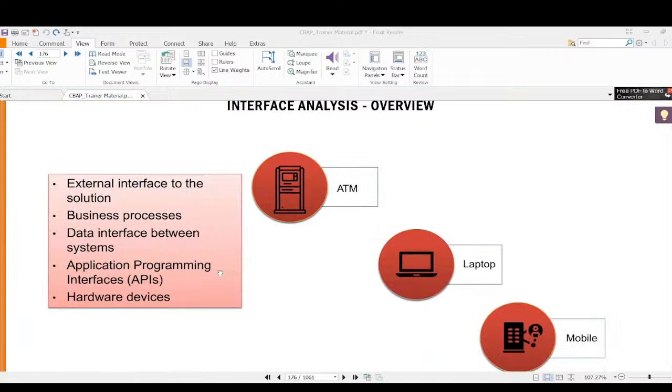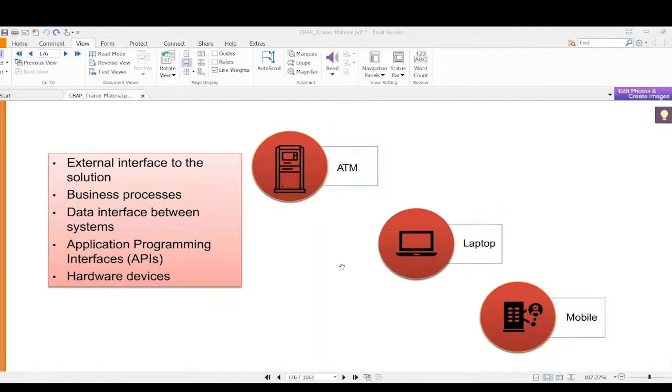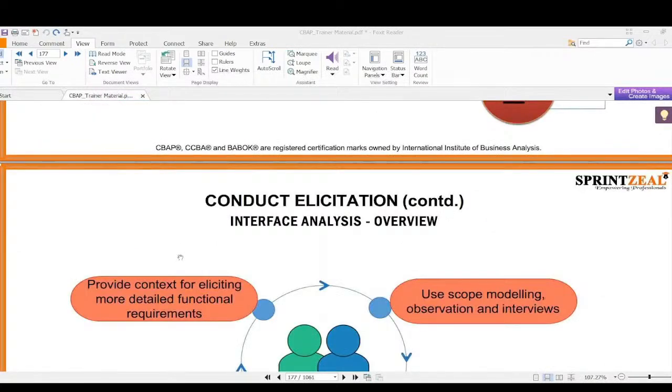There are some examples like an ATM, wherein a customer has an interface to interact with the ATM, and then the ATM is internally also communicating with the systems. There must be processes behind. There must be some data behind the ATM that is working. Similarly for a laptop, it's hardware wherein we as a user are connected to the laptop, and then there are various interfaces with that, and the same goes for mobile, right? So it's just interface analysis.